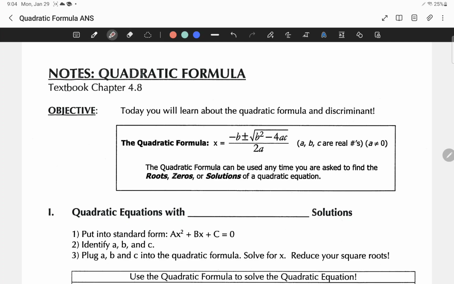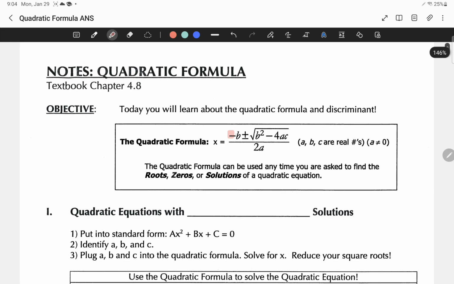Now, if you do not know what the quadratic formula is, this is going to be your quadratic formula. Right here, I'm coloring it, that way you guys can see it. So on the top of the paper, hopefully you get this paper, that's the equation that we're going to be using. Now, the quadratic formula can be used anytime you are asked to find the zeros, roots, or solutions. This is the solving part.